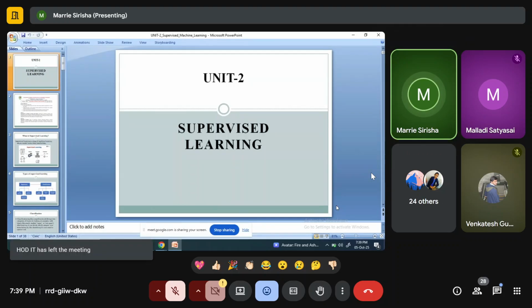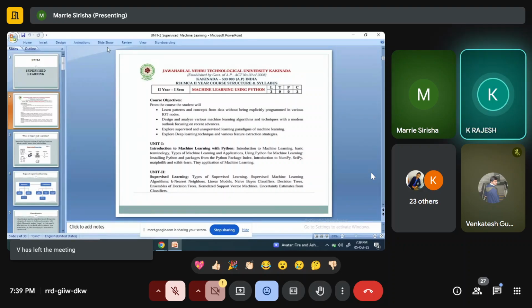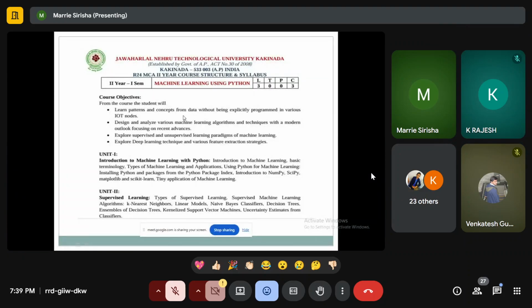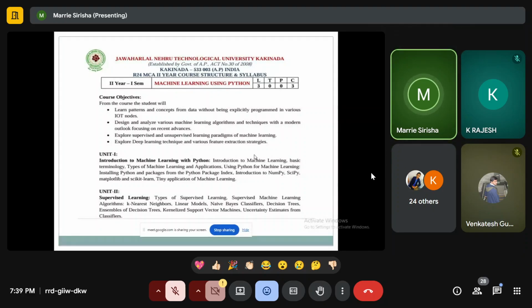So yesterday we started unit 2, right? In unit 2 we completed what is supervised learning and the types of supervised learning. Madam, can you make it in presentation mode? Yes. Okay. Now today we are going to discuss the supervised machine learning algorithms.